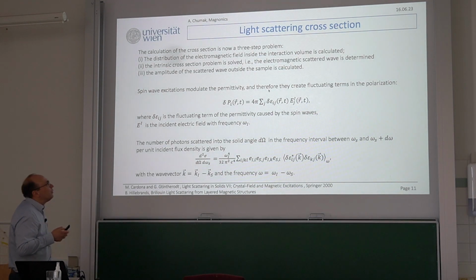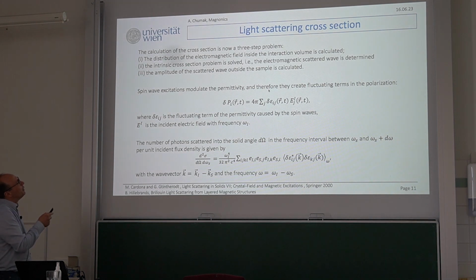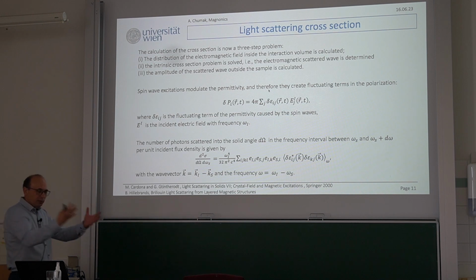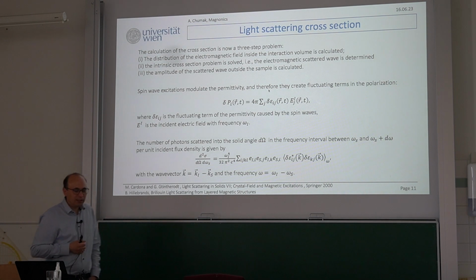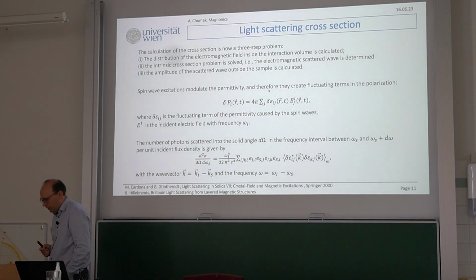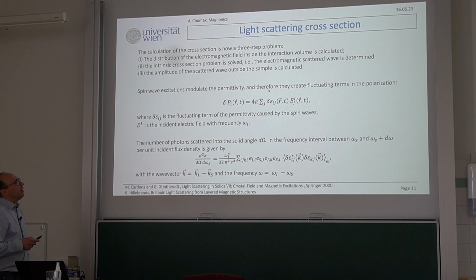So in general words, you need to split the problem into three steps. The distribution of the electromagnetic field inside the interaction volume should be calculated, so that you know how your E profile looks inside your magnetic media. Usually if it's YIG, epsilon is about 10, so there will be reflection and refraction and so on. You need to take all this into account. Then the intrinsic cross-section problem is solved and the electromagnetic scattered wave is determined.